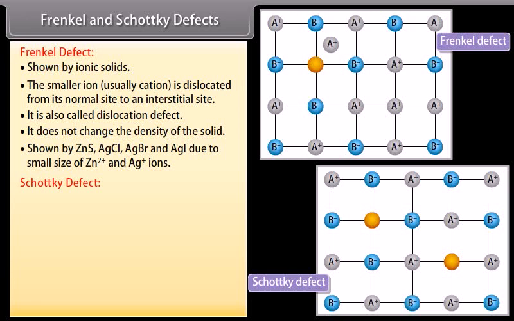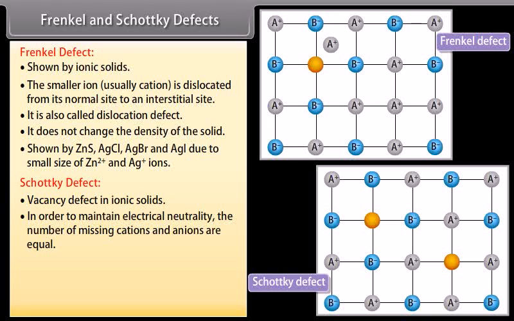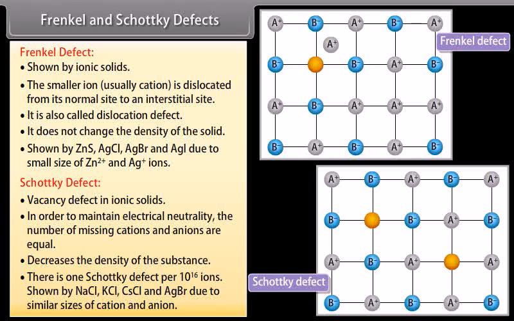Schottky defect is a vacancy defect in ionic solids. In order to maintain electrical neutrality, the numbers of missing cations and anions are equal. It decreases the density of the substance. There is one Schottky defect per 10^16 ions, shown by NaCl, KCl, CsCl, and AgBr due to similar sizes of cation and anion.